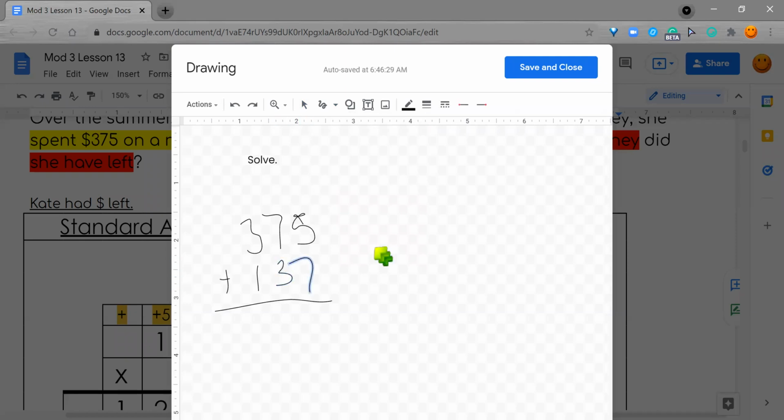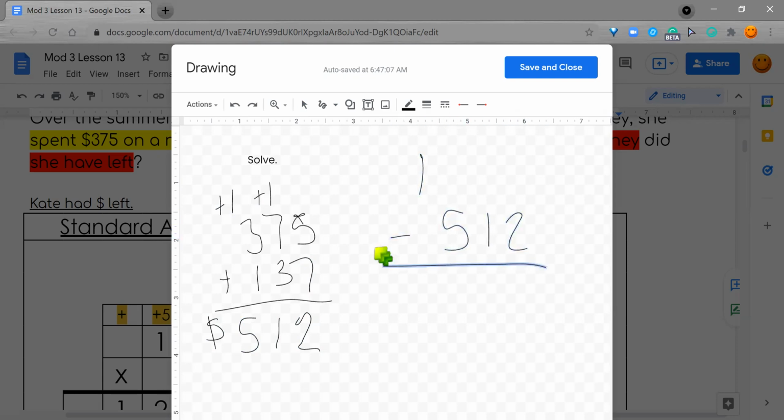So I'm writing 3 columns and putting the numbers in their appropriate place value column. So I have 5 plus 7, which is 12. And again, we drop the 2, we carry the 1. Now we do 7 plus 3, which is 10, plus 1, which is 11. And I carry the 1 to the next column. I have 3 plus 1 plus 1, which is 5. So she spent $512 altogether.